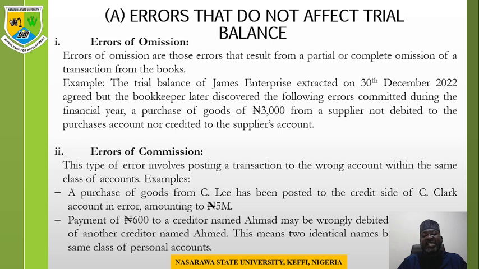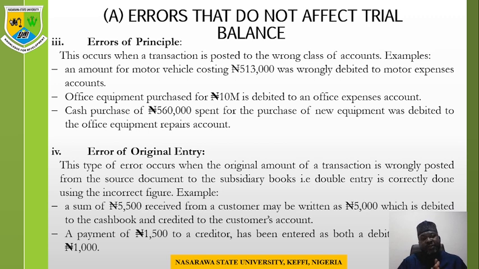The reason being that it is a wrong entry made to another account within the same classification of account, because Ahmad and Ahmed fall within the personal accounting classification. The third error is error of principle, very similar to error of commission. However, under this, we're saying it is when a transaction is posted to the wrong class of accounts. Remember, for commission, we said it is when it is posted to the wrong account but within the same classification. Here, it is the wrong account and wrong classification.